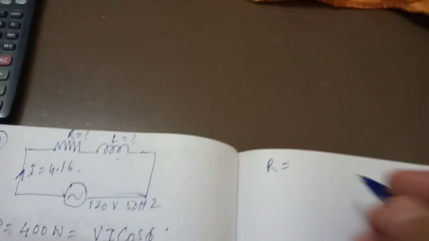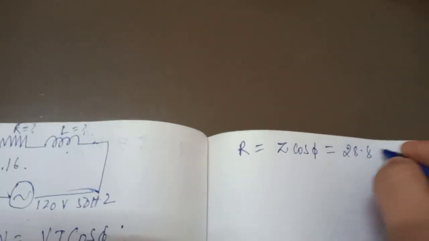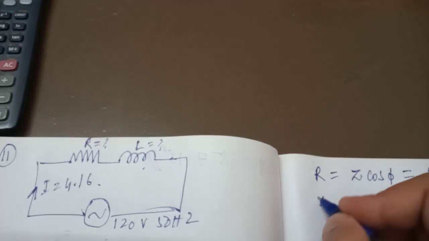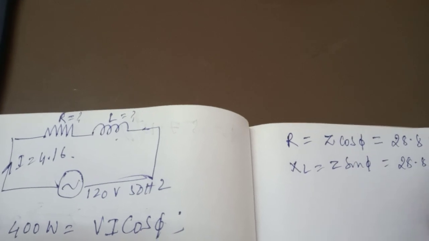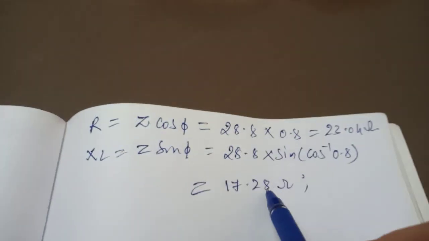In a series RL circuit, R is equal to Z cos phi. So what is the value of Z? 28.8 into cos phi, which is 0.8, it comes around 23.04 ohms. What is XL? XL is equal to Z sine phi. So 28.8 into sine of cos inverse of 0.8, it will come around 17.28 ohms.